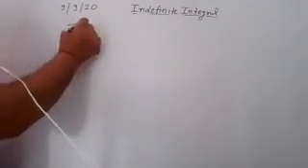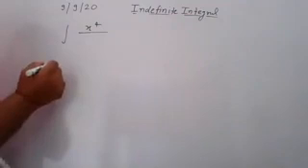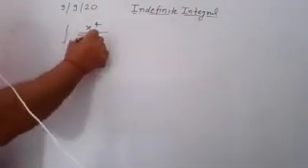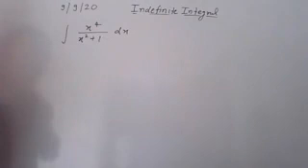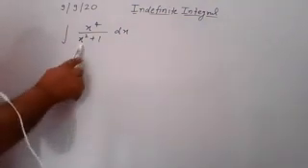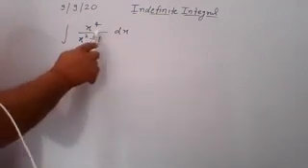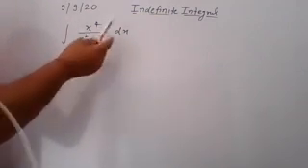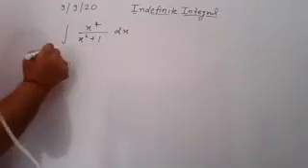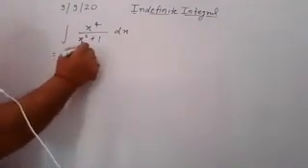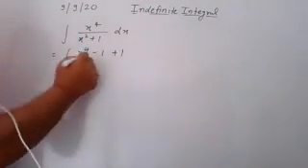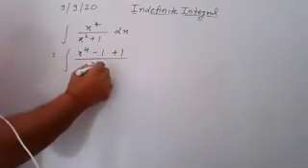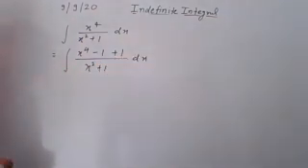So, integration of x to the power 4 upon x square plus 1 dx. You have to evaluate the value of this one. So how do you solve? Here you have x square plus 1, so you add and subtract 1 in the numerator. Understand? So that can be written as x to the power 4 minus 1 plus 1 divided by x square plus 1 dx.